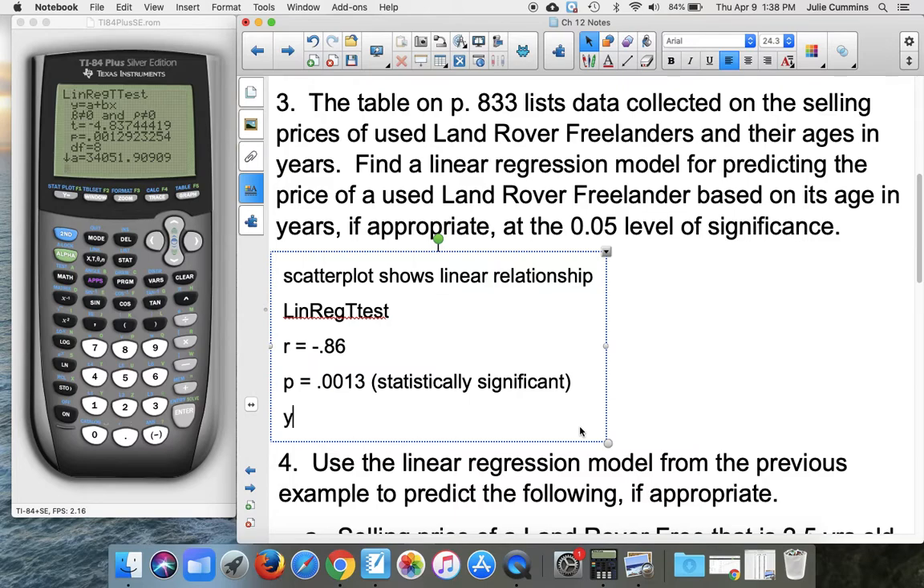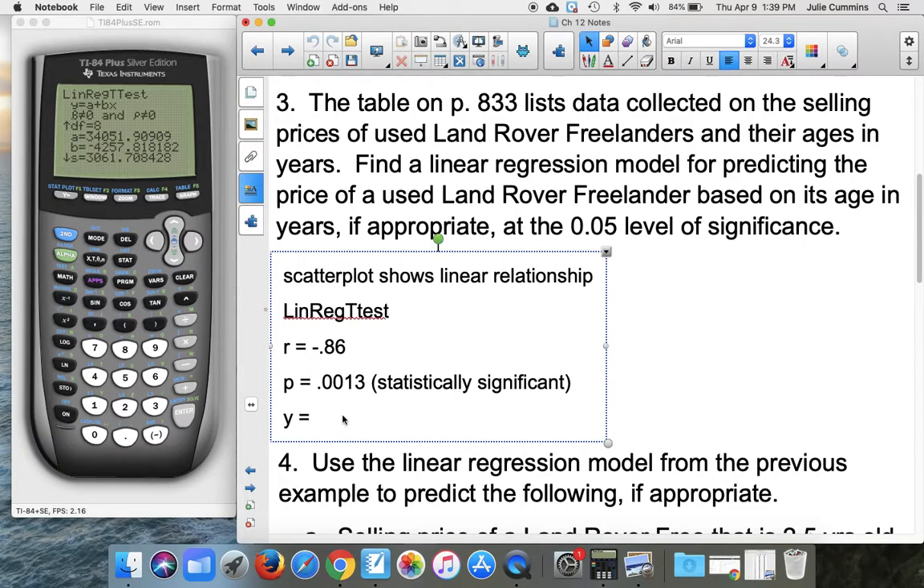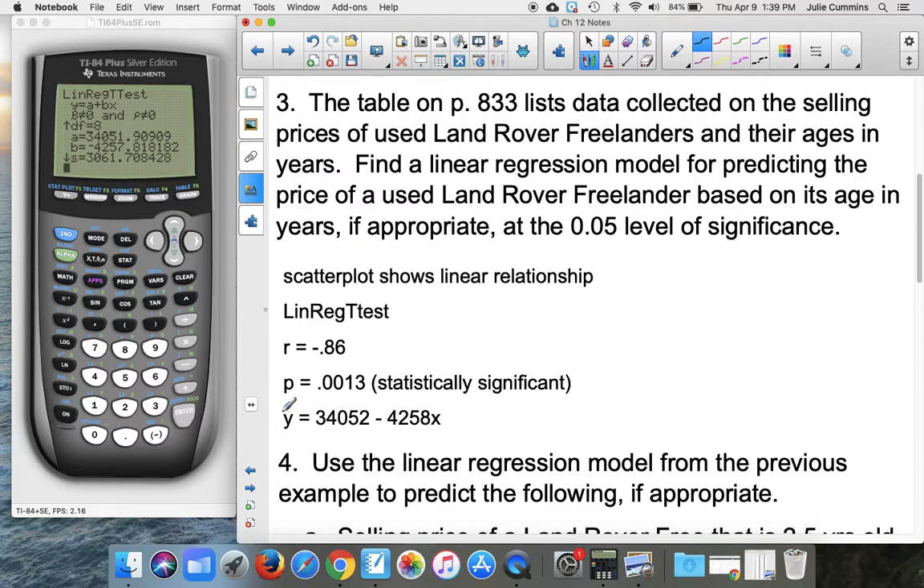So now that we know all that, we can safely write our equation. So notice in this form, it's in y equals ax plus b. So we just have to scroll till we find a. So there's our a. A is actually our y-intercept, just the way they have it written here. So 34,052. I'm going to go ahead and round that. And then b is a negative value, so minus 4,258 x. And again, remember this is y hat, it's a predicted value. So what this is saying is if I found a Land Rover Freelander that was 0 years old, that's the y-intercept, I would expect it to be about $34,000. What our slope is telling us is that every year older it is, it's losing about $4,200 worth of value.